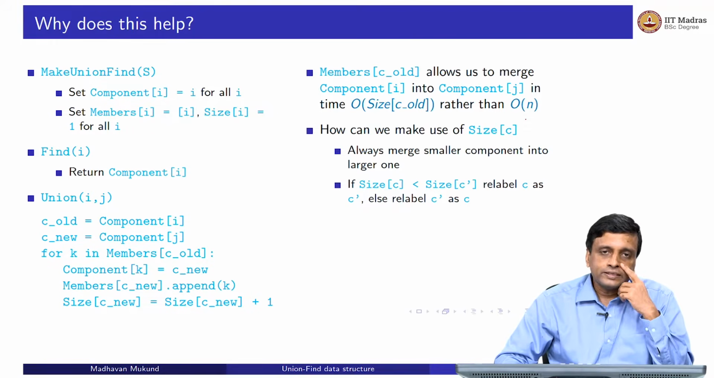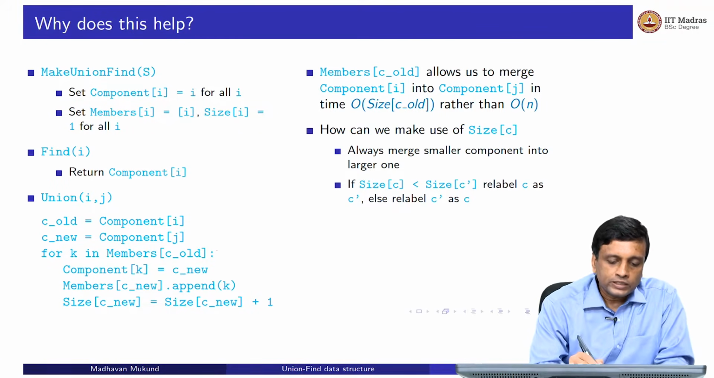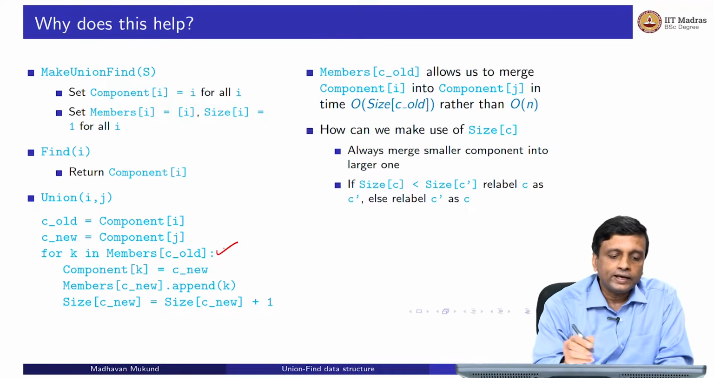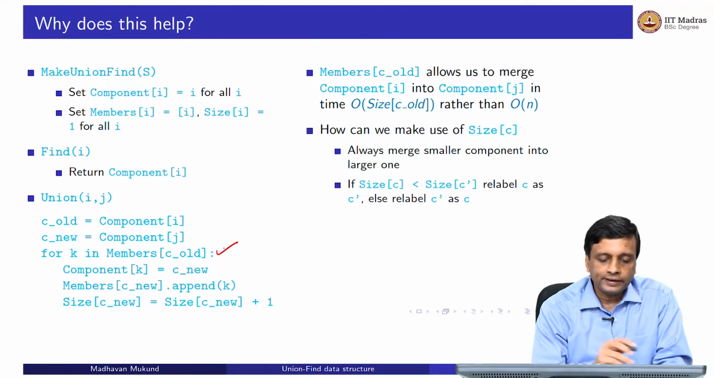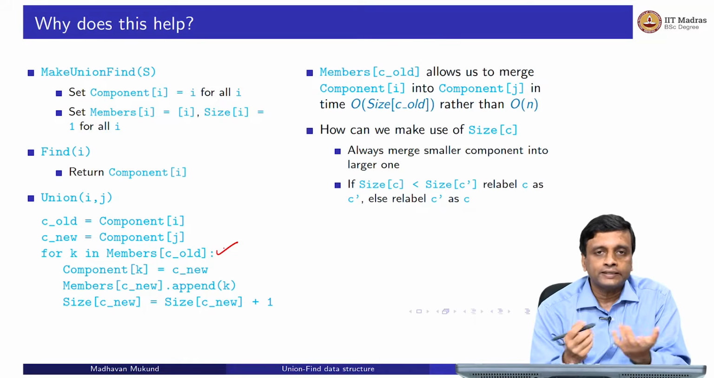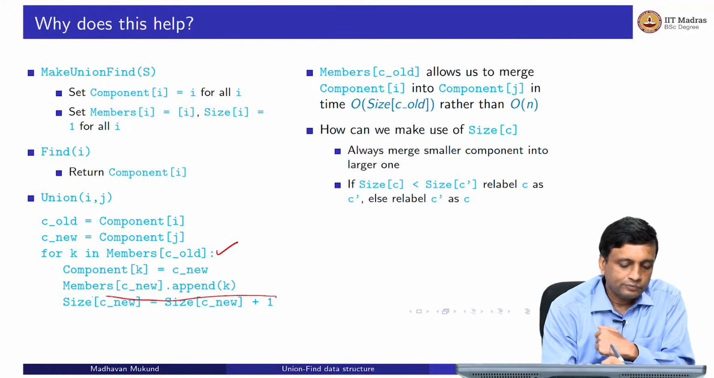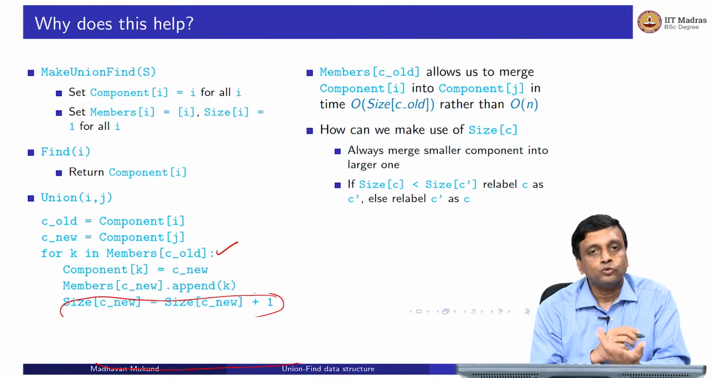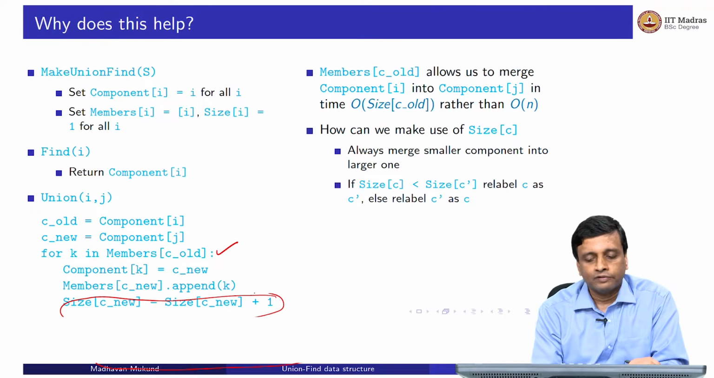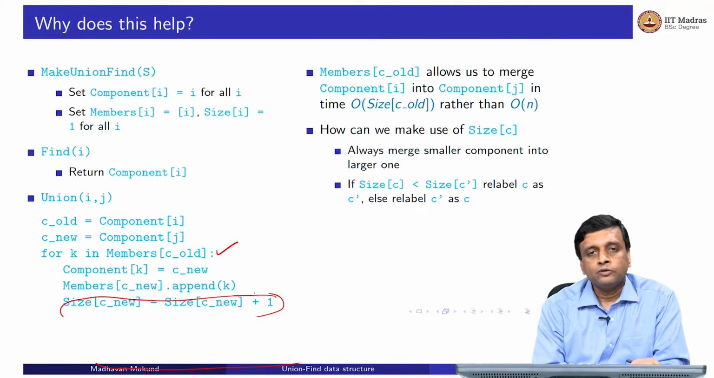So this is fine, we are using members here, but why are we keeping track of the size? There is no apparent reason in this whole thing except that we have to update it correctly. Nowhere are we using size in this union operation. We are just updating it. We are updating it for sure, but we are not using the fact that the size is available to us. So the way we will use size is as follows.